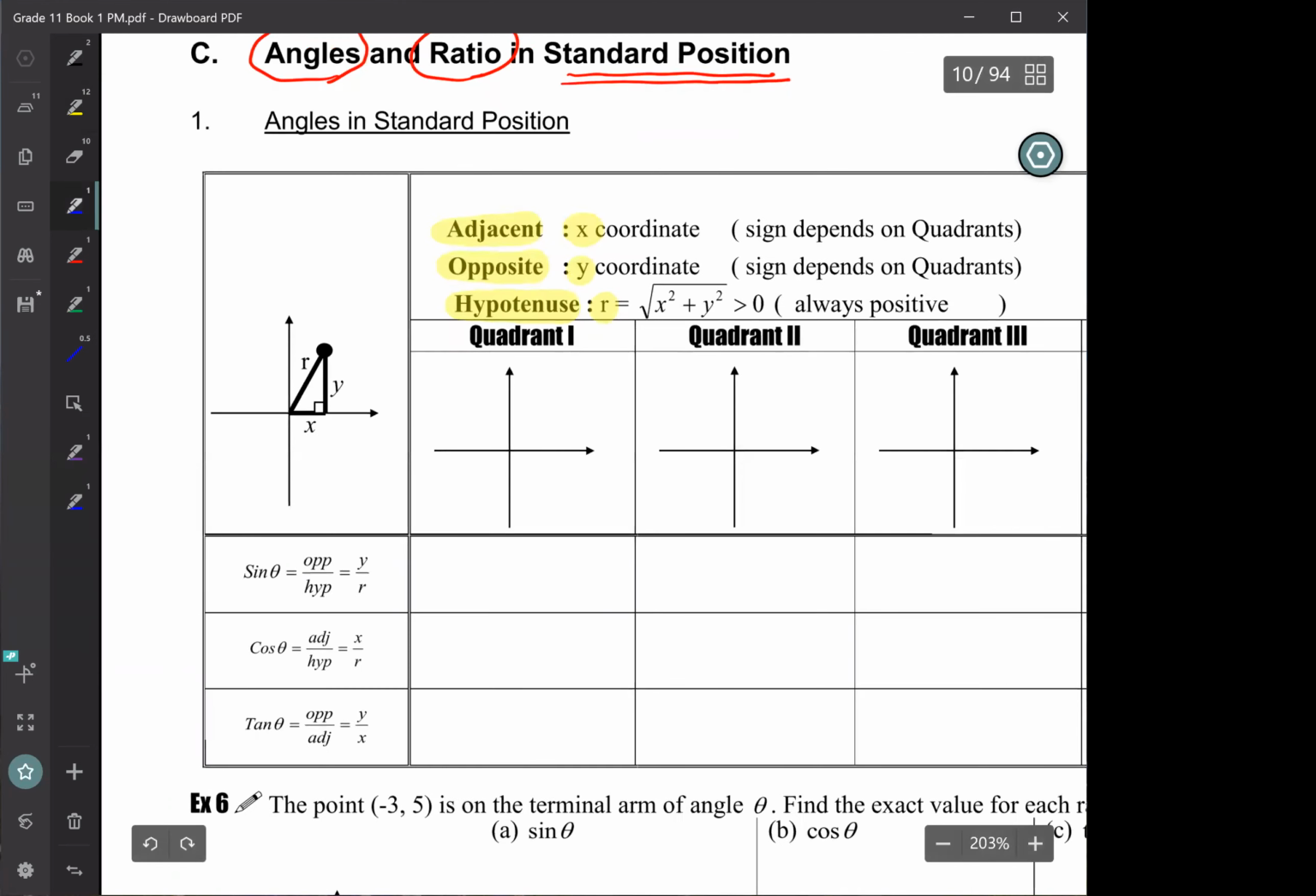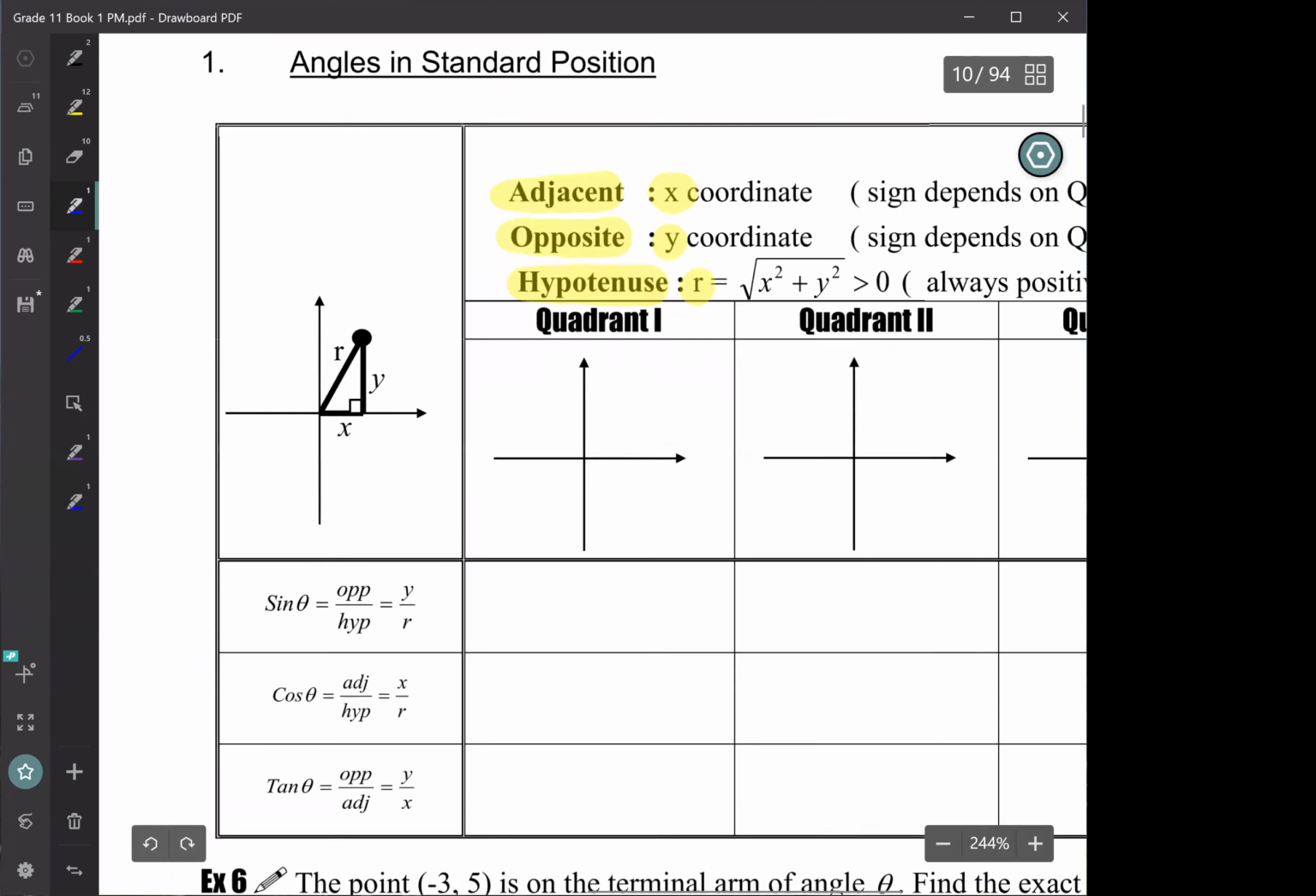So let's say, for example, here on the left side, I have an initial arm. Initial arm is here. And then I have the terminal arm, which I'll use the blue. So the angle turns to here. Here's the angle. So let's say I pick a point that is on the terminal arm. So this green dot. That point could be any number. For example, it could be 2 and then 3. That's one of the examples.